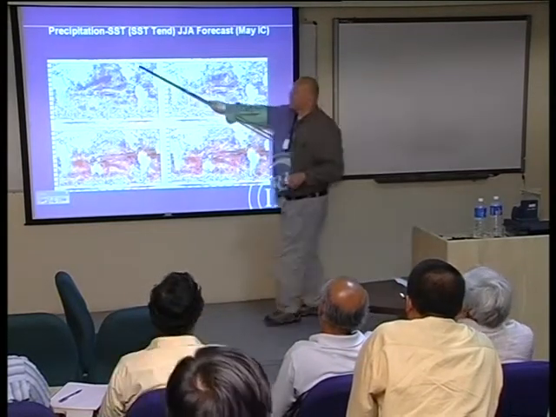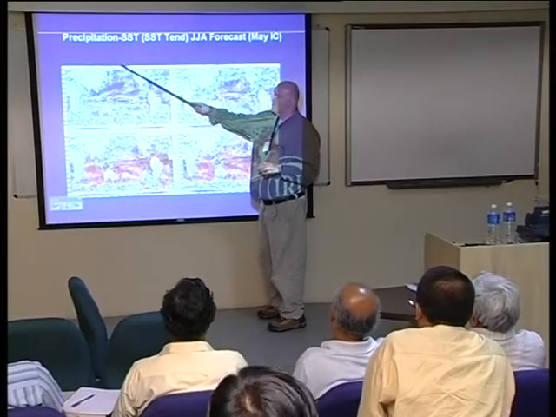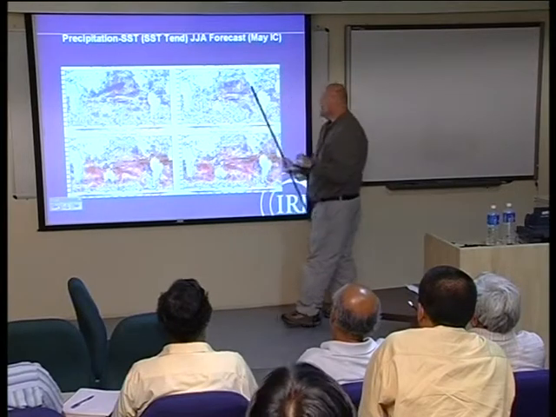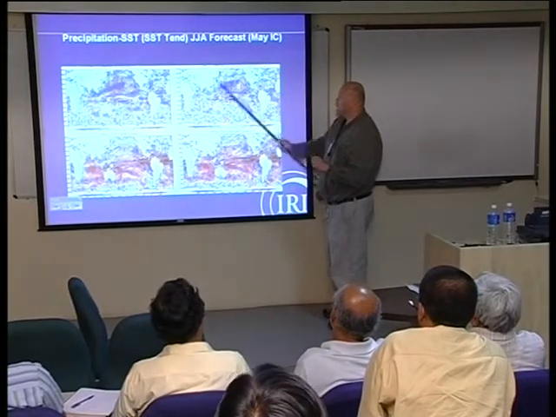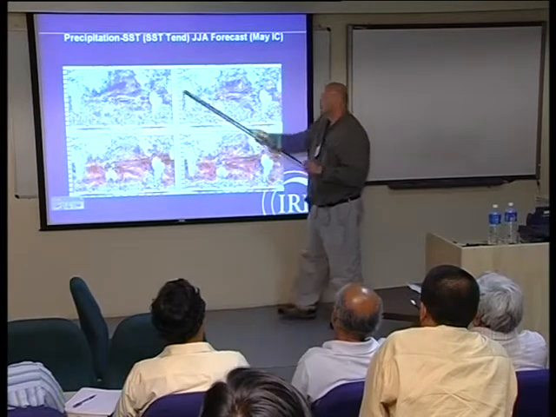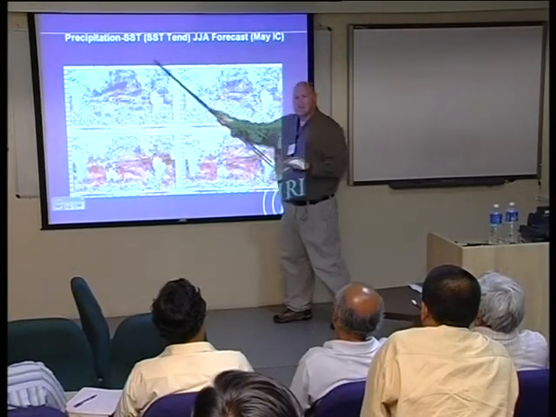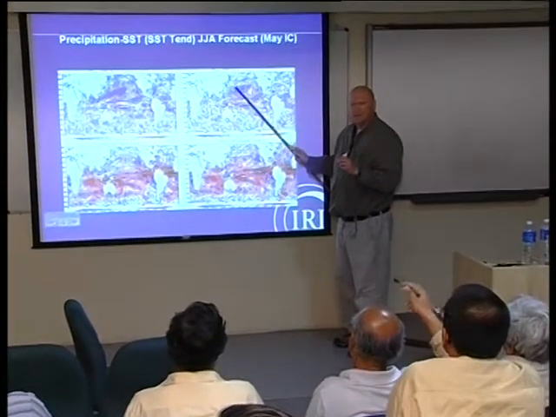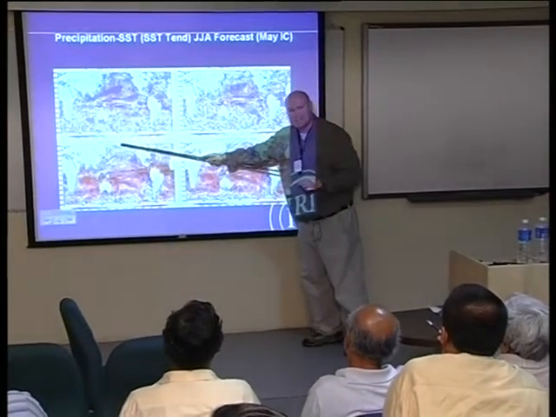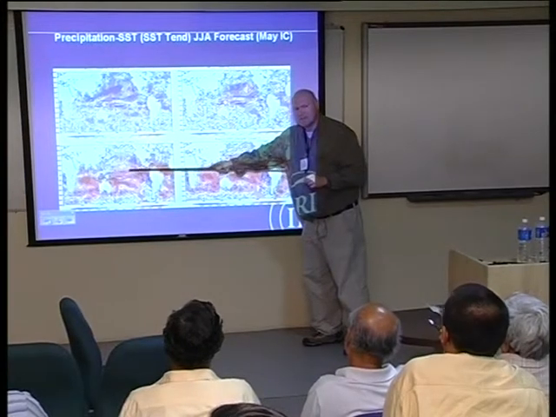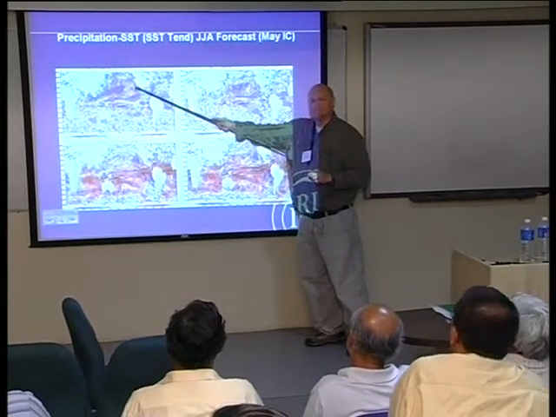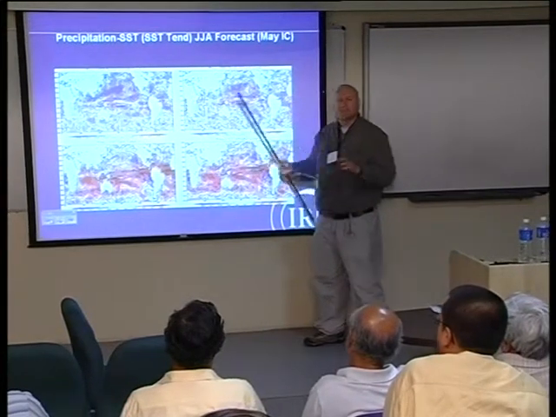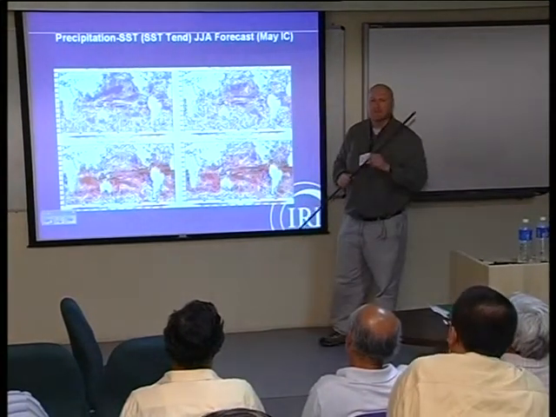I'm sorry, this is wrong. I apologize, this should say coupled. So the top two are a comparison of precipitation and SST tendency. This is for the coupled model. This is for the uncoupled model. Is that okay? And then this is precipitation SST correlation. So this is dSST/dt, that's the tendency, the first derivative in time.